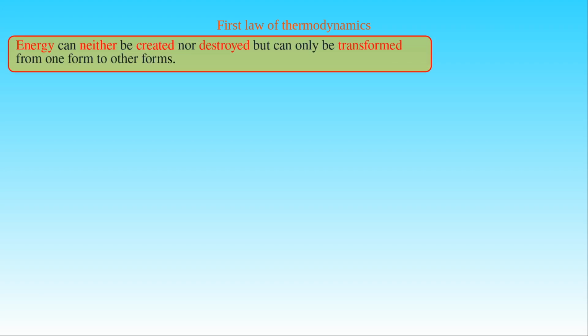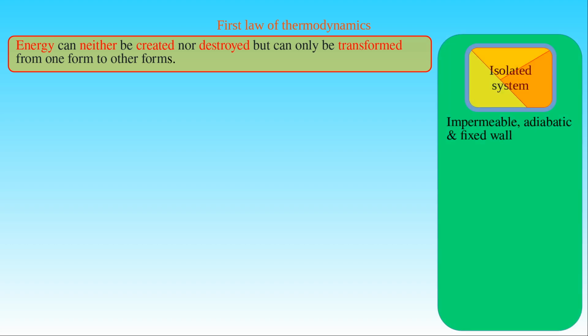We have seen that the law of conservation of energy in its general form states that energy can neither be created nor destroyed, but can only be transformed from one form to other forms. Since this law is one of the fundamental laws in the theory of heat, it is called the first law of thermodynamics. We also know that an isolated thermodynamic system has no exchange of mass, energy and momentum with its surroundings, since the boundary separating them from each other consists of an impermeable, adiabatic and fixed wall.